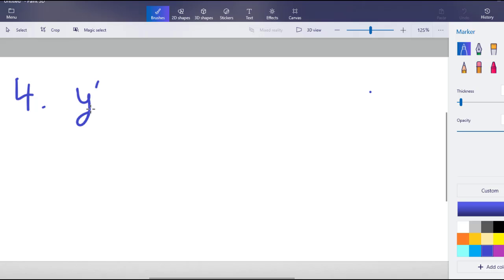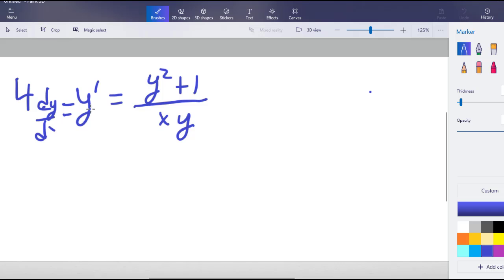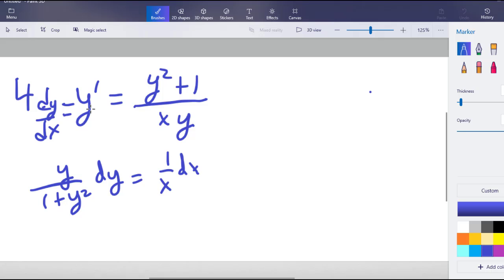Now the differential equation is y prime equals y squared plus 1 divided by xy. Separating the variables and expressing this as dy over dx, we'll have y divided by 1 plus y squared dy is 1 over x dx.